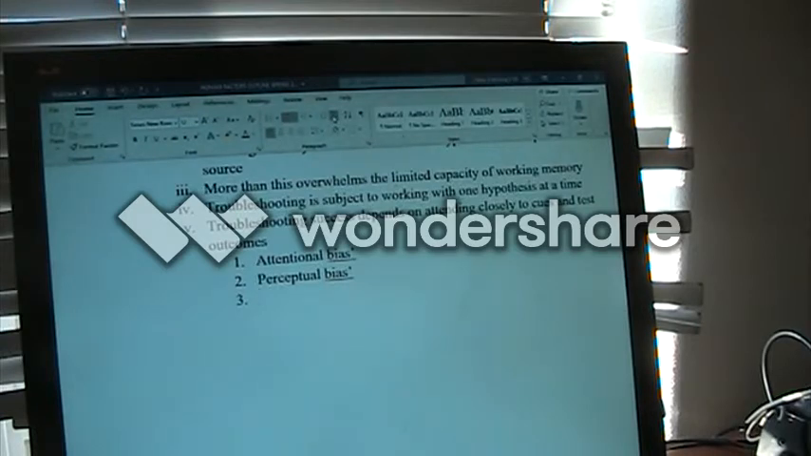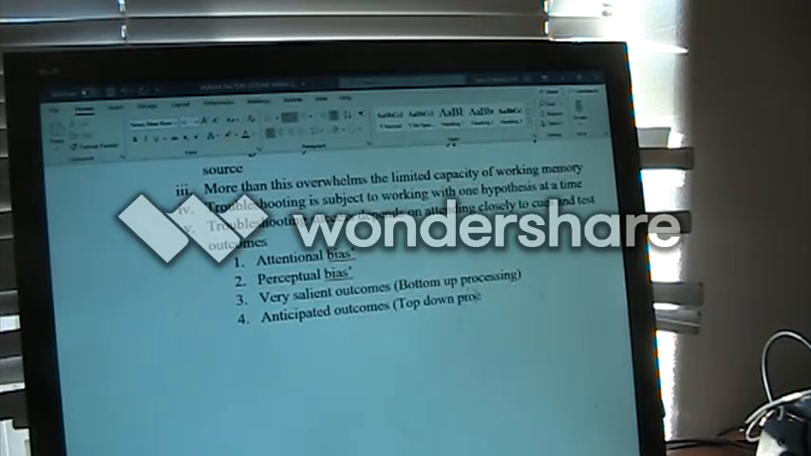All right, so you may have very salient outcomes, right? Bottom-up processing, or you may have anticipated outcomes, right? And obviously that's top-down processing.